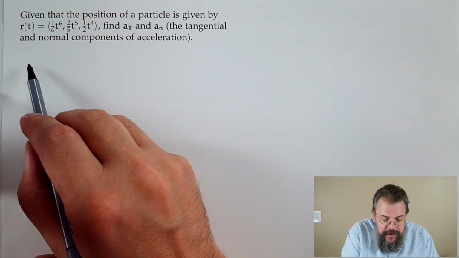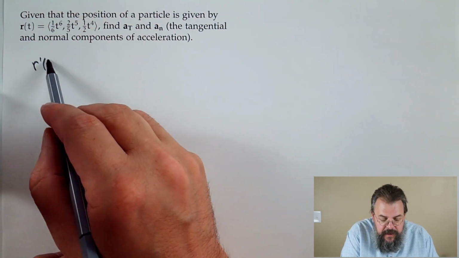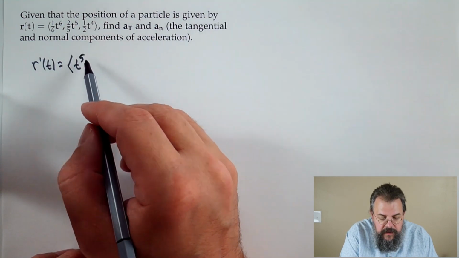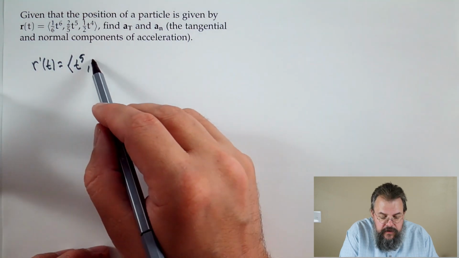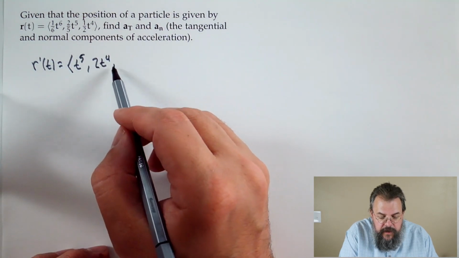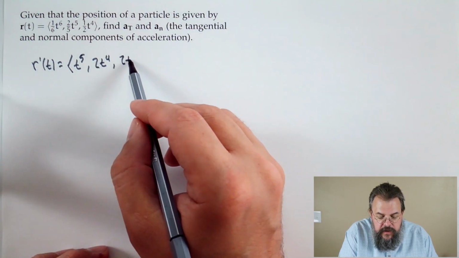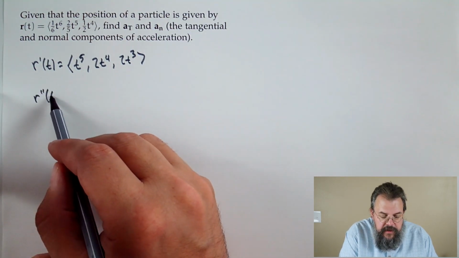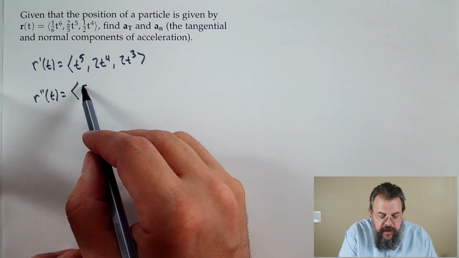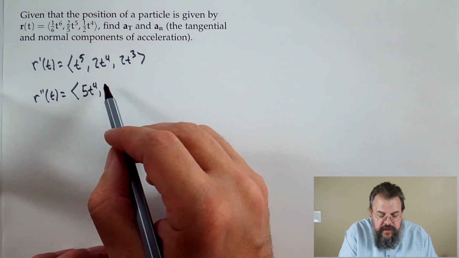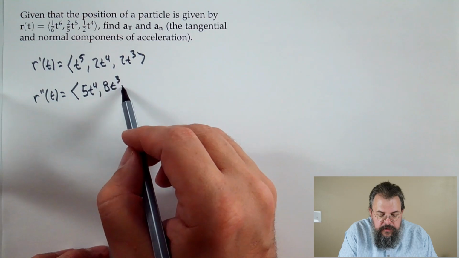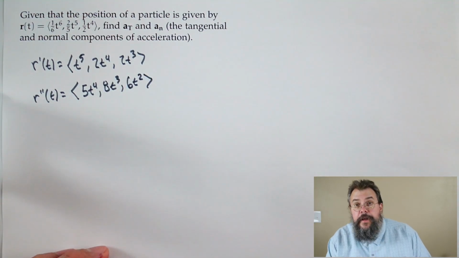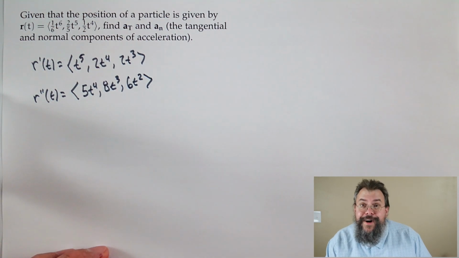So if we're doing things algebraically, we start with r prime, and we say, well, what is that? That's t to the 5th, comma, then 2t to the 4th, comma, and 2t cubed. R double prime, 5t to the 4th, comma, 8t cubed, comma, 6t squared. Okay, well, that's not so bad so far.